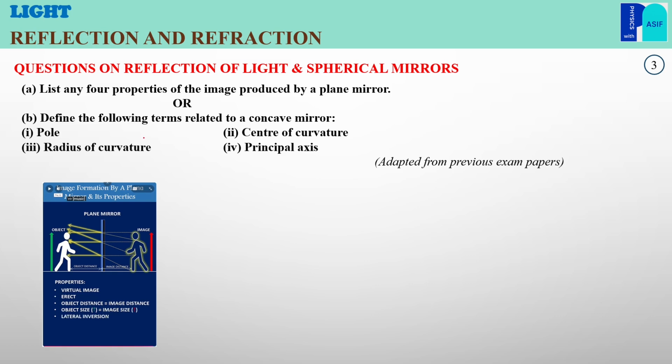Also, it mentions the properties, but anyway, I mentioned the four properties here. The image formed by a plane mirror is a virtual image. The image formed is an erect one, and the distance of the image is equal to the distance of the object, and the size of the image is equal to the size of the object. The image formed is a laterally inverted one, that is, the left appears as right and the right appears as the left.